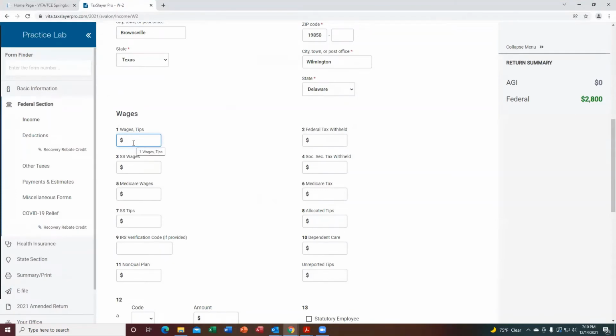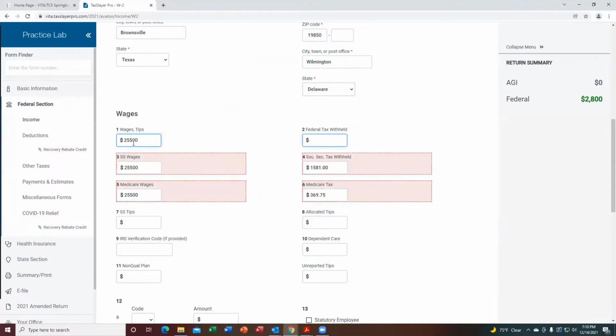So here they have it all the same, so I'm just going to populate it as is. And once we're in the form, it's important to tab versus clicking, because if you click when you're in the form, it's a lot easier to bypass fields. And here, if you notice, by default, boxes 3, 4, 5, and 6 were automatically populated.